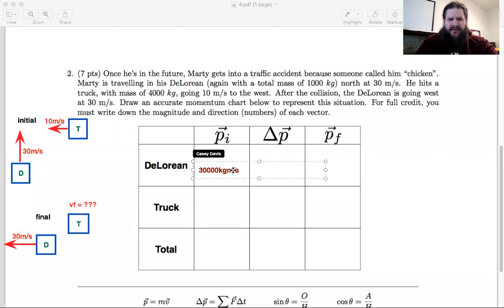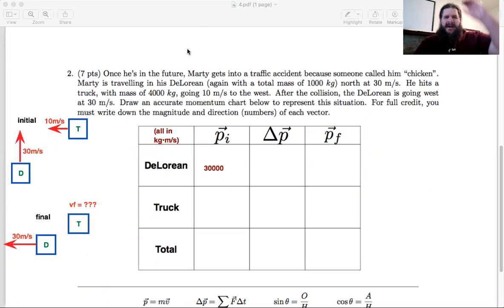kilogram meters per second. We want to specify direction though. In fact, everything here is going to be kilogram meters per second. So instead of writing kilogram meters per second every time, I'm just going to put a little note at the top saying everything here is in kilogram meters per second. So 30,000 in which direction? Yeah, or I would say north, because it's not like the car is flying at the moment. It's just moving north along the ground. Oh. So 30,000 to the north.